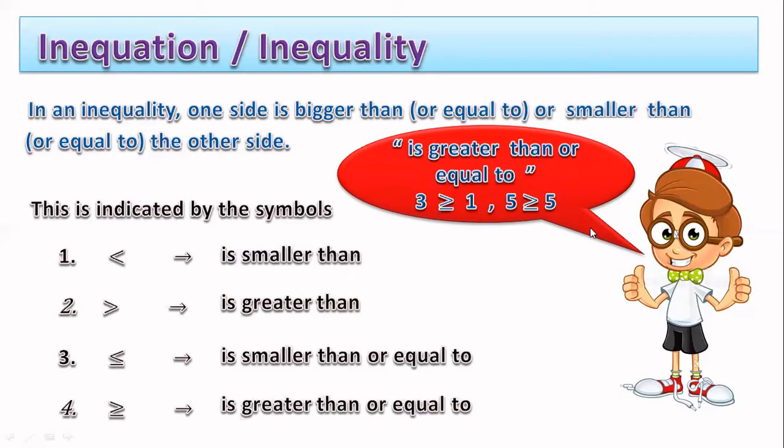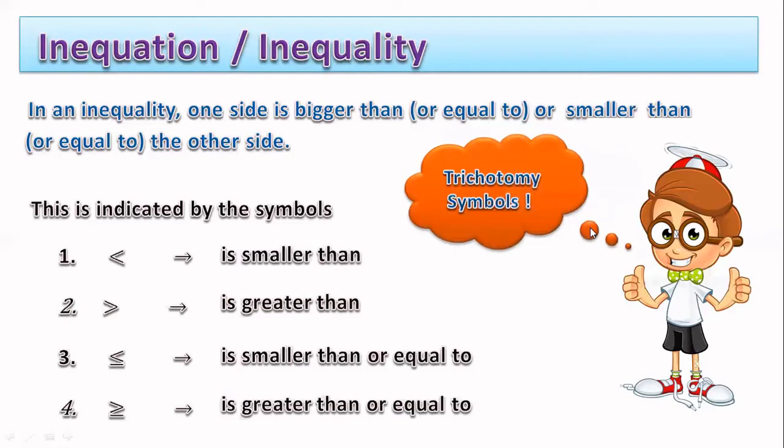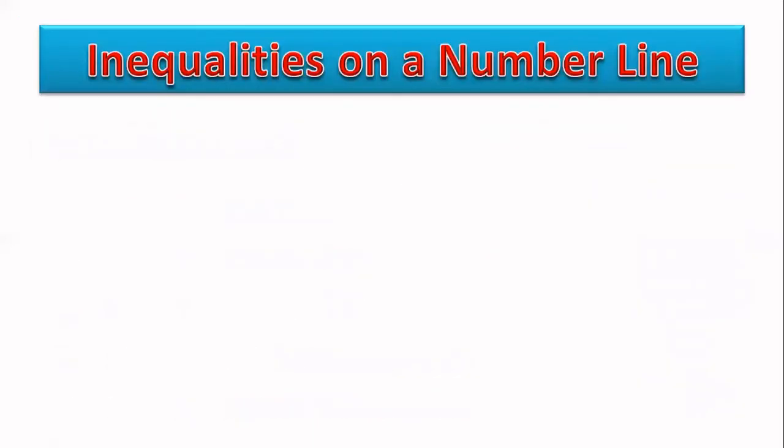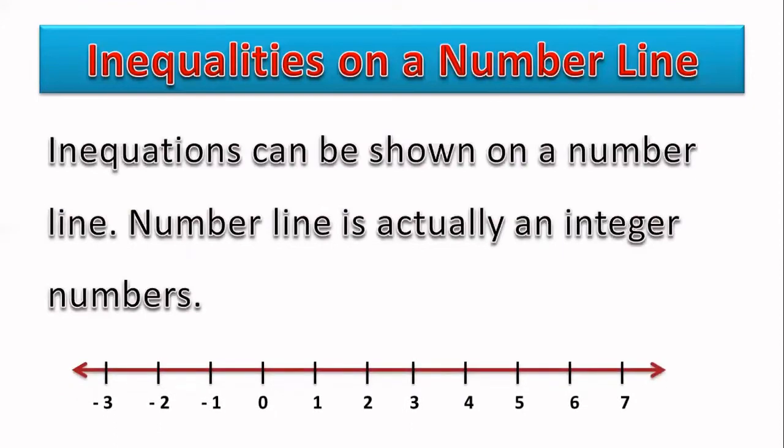So these are the various symbols that we are going to use in the case of inequation. These four types of symbols are known as trichotomy symbols. All right. Now let's go further. After understanding the various types of symbols that we use in inequations, let's move ahead to inequations on a number line. How can we show inequalities on a number line? First of all, let's try to understand what a number line is. Inequation can be shown on a number line.